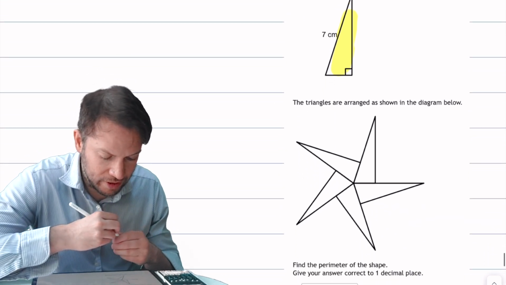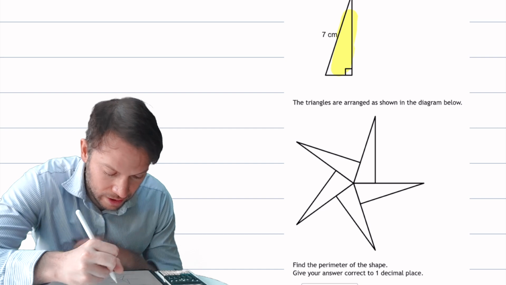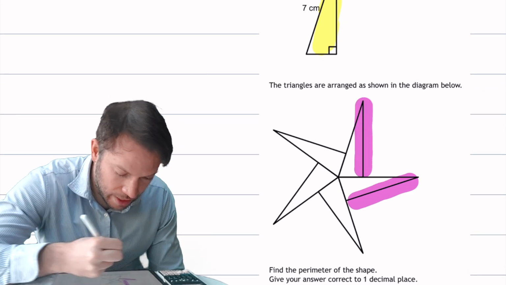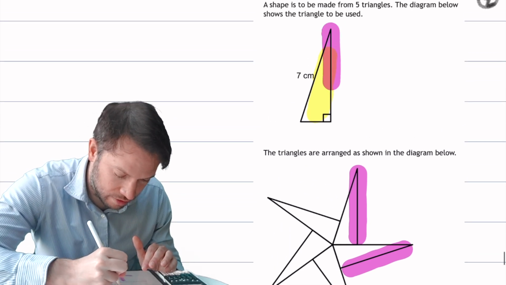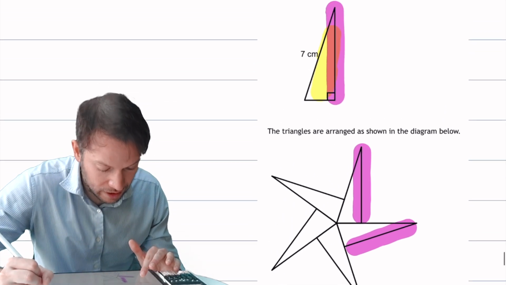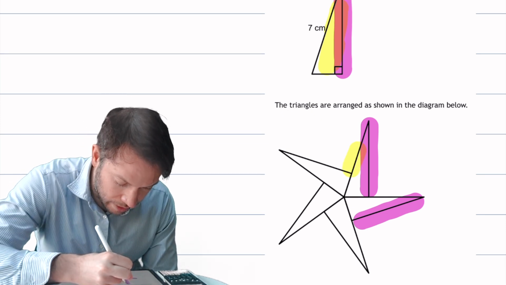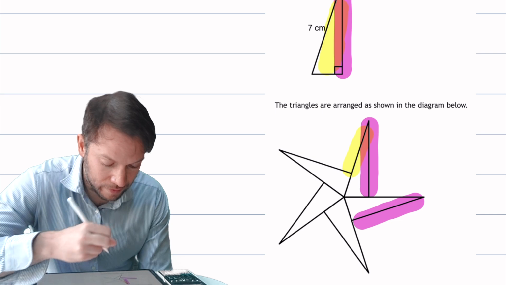Now, if we look at the perimeter here, we can see that we've got these lengths here like this, and that is equal to that length on this triangle here. So we need to work out that. But we've also got this kind of shorter length here. Now, how do we find that length?